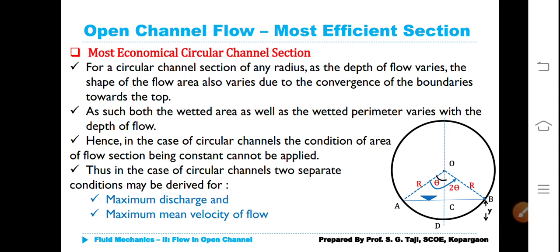Now we will see the most efficient circular channel section. This is the circular channel section shown in figure.